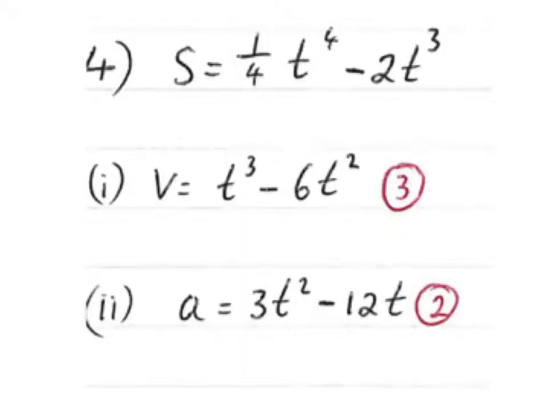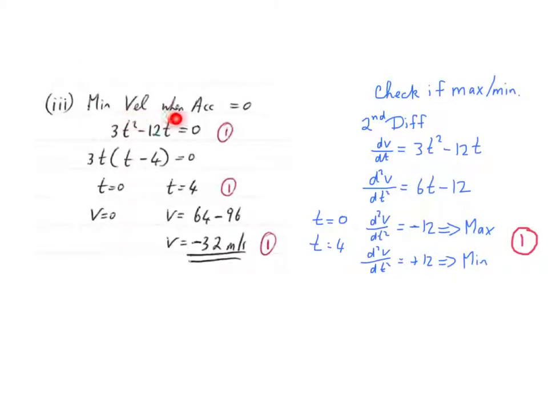Number 4, variable acceleration. This is s. To find v, we differentiate: t cubed minus 6t squared. To find the acceleration, differentiate again: 3t squared minus 12t. Minimum velocity is when the acceleration is 0. So 3t squared minus 12t is 0, giving us 3t times (t minus 4) is 0, and t is 4.